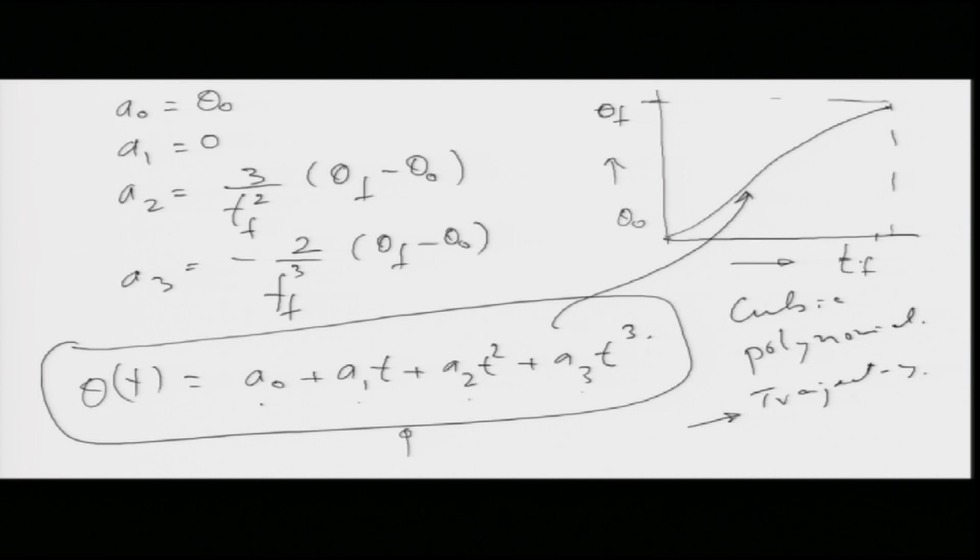I know the total time is 0 to T f. Let us say, for example, T f is 5 seconds. I can break this time axis into small intervals, say 0.1 second, 0.2 second, 0.3 second, just for example. I take 0.1 and put it in t, and then find the value of theta. So, I plot it here.